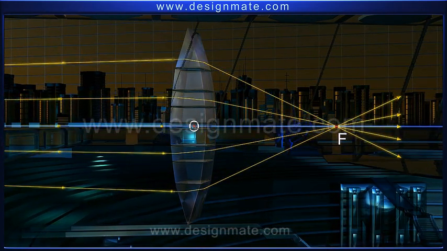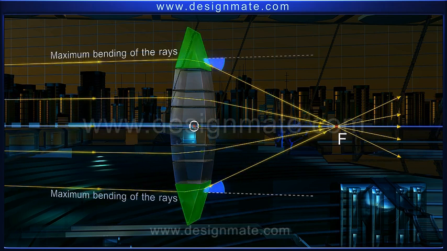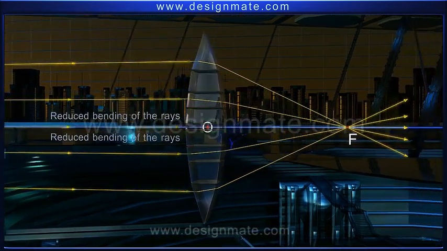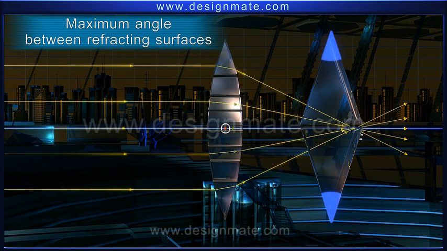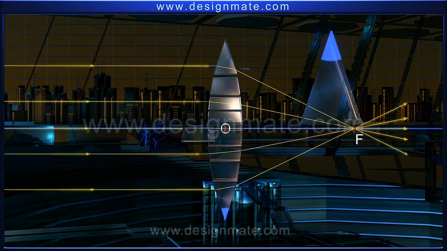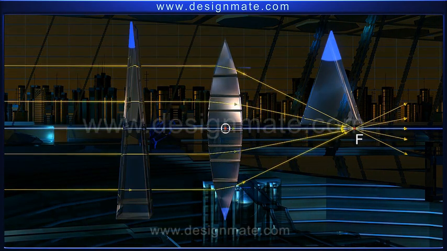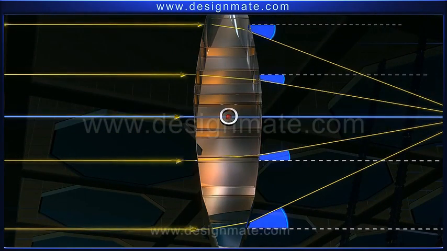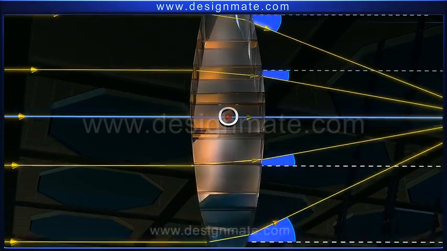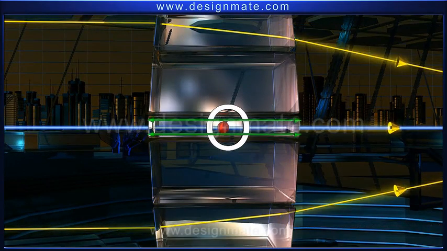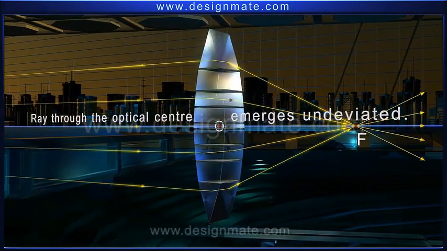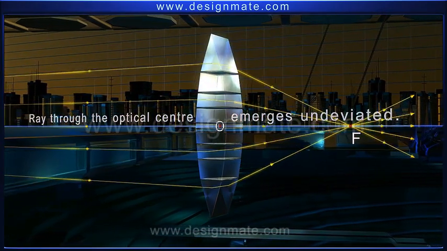We can see that the bending of rays is maximum at the top and bottom prisms, and it reduces as we move towards the principal axis. This is because the top and bottom prisms have the greatest angle between the refracting surfaces. As we move towards the principal axis, this angle reduces. This causes a corresponding decrease in bending of the rays. At the center, no bending occurs for the glass faces are parallel. The ray through the optical center emerges undeviated along its original direction.